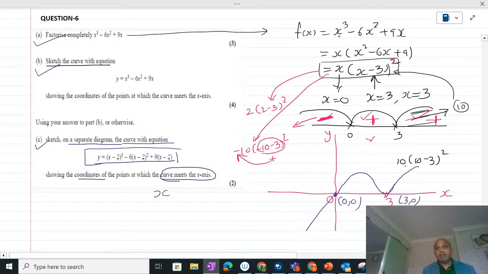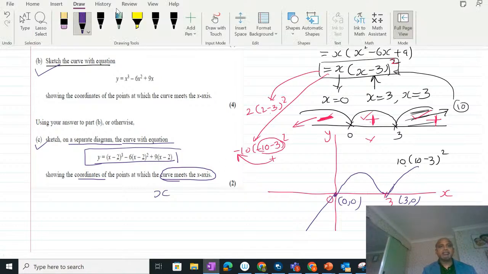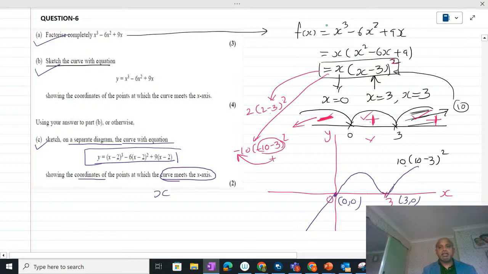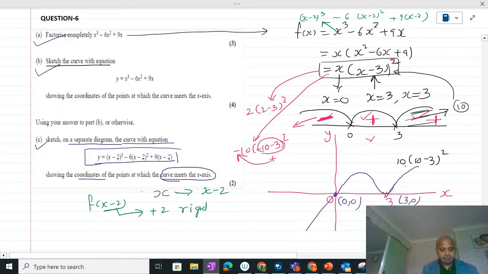See my green ink now. If in this x you replace x with x minus 2, it should be (x minus 2) cube. If you replace x with x minus 2, it is (x minus 2) square, and 9(x minus 2). So what is happening? x is changed to x minus 2. So f(x minus 2) means this graph is shifting 2 units to the right. It's very easy because they have asked us to draw on a separate diagram.